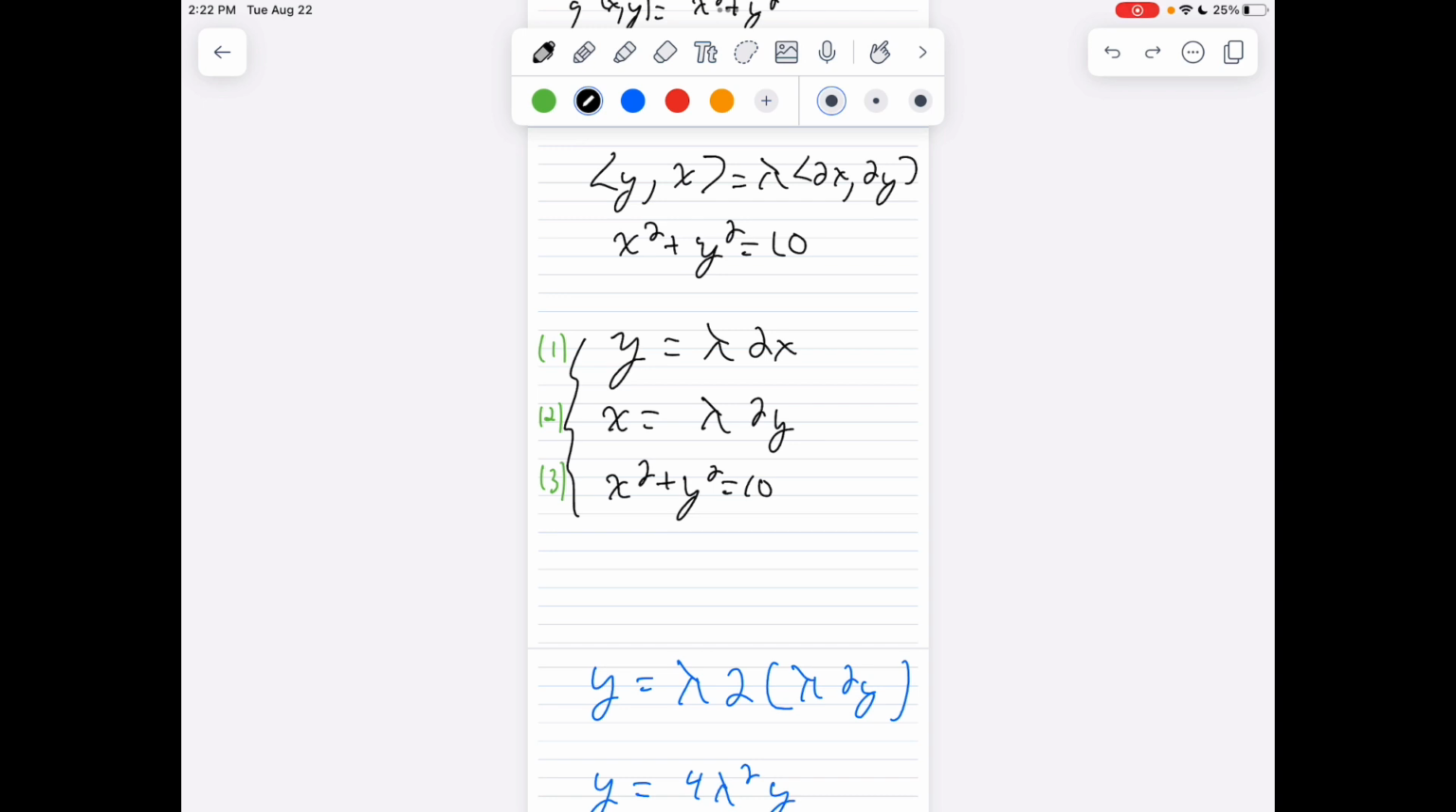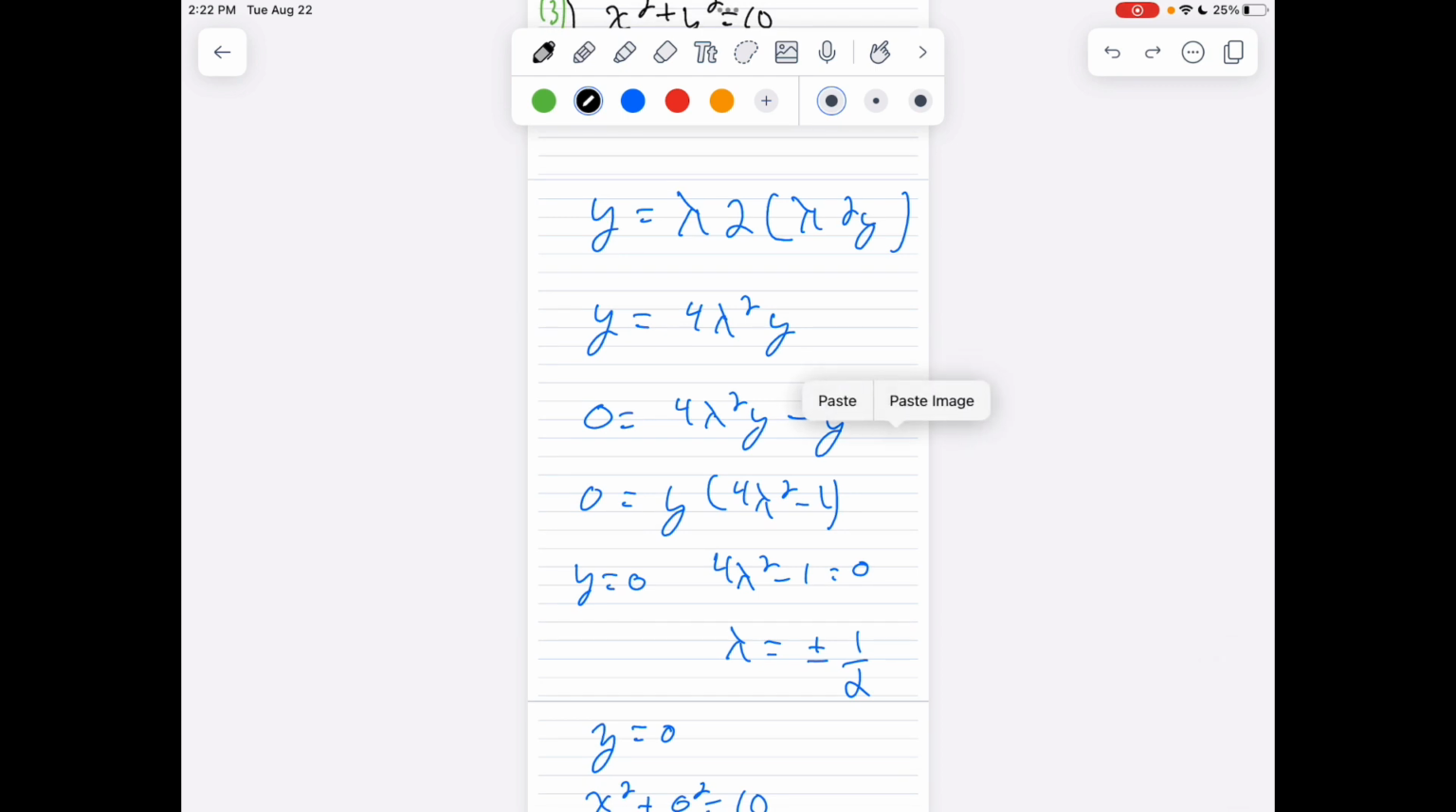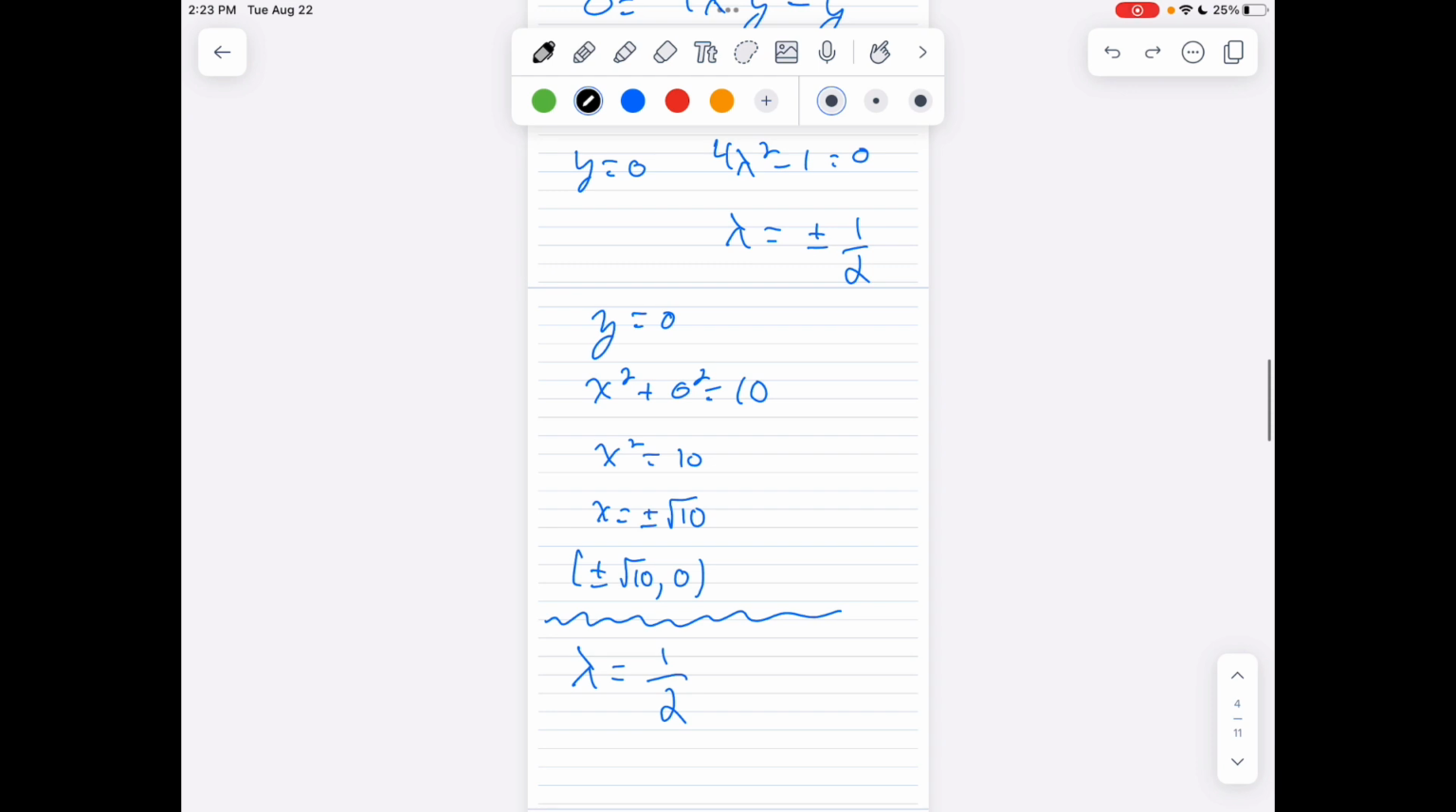And as I said last time, solving these systems is not easy. It can be quite difficult because a lot of the time you don't know what steps you can use. But what we tried here was using substitution. I started by substituting x equals lambda 2y into the x in the first equation, and we got y equals 0, and lambda is equal to plus or minus 1/2. We looked at both those conditions. For when y equals 0, you have plus or minus root 10, 0. We put y equals 0 into the constraint equation and then solved for x.